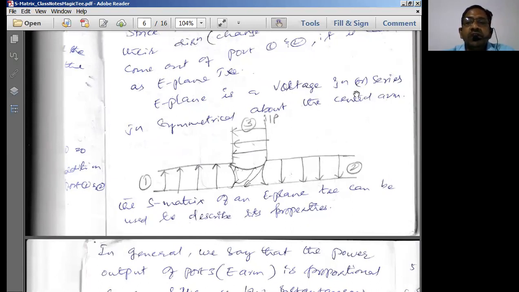Now pictorially, how is the direction being changed? The E-plane T is a voltage junction, while the H-plane T is a current junction, or a series junction symmetrical about the central arm. So this is the junction point of all these three ports. Now imagine the wave applied at port 3 is having these directions. Now this wave is propagating like this.